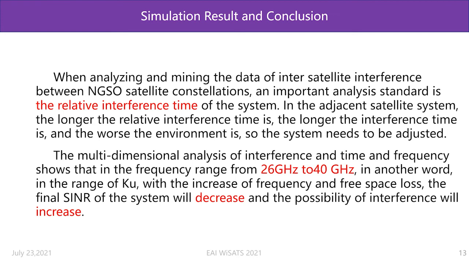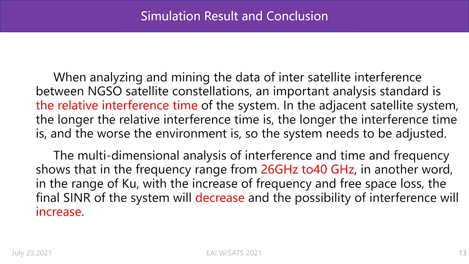The multi-dimensional analysis of interference and time and frequency shows that in the frequency range from 26 GHz to 40 GHz, in other words, in the range of the Ka band, with the increase of frequency and free space loss, the final SNR of the system will decrease, and the possibility of interference will increase. As for the relationship between interference and time, with the change of time, the angle and distance between satellites will also change, and the final interference decision will be as follows. As is shown in the previous image, this is the interference feature of intersatellite data when considering the time distribution characteristics of intersatellite interference.